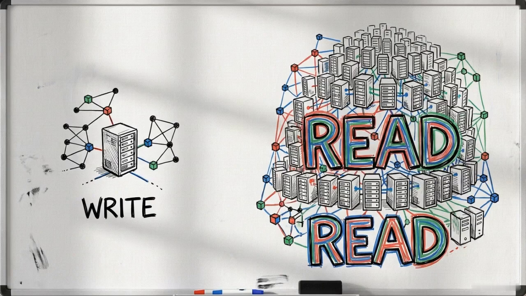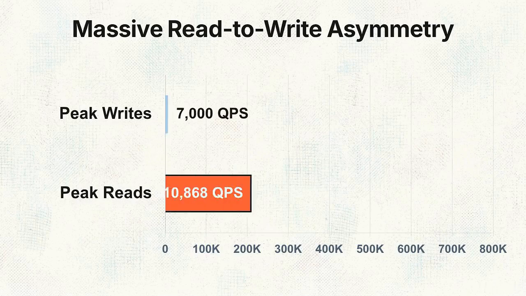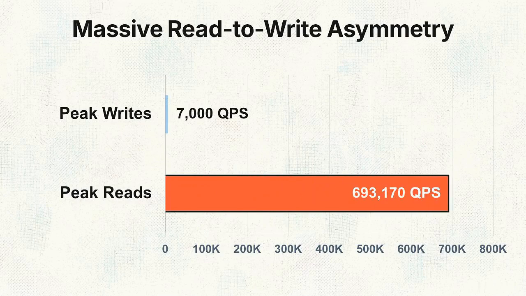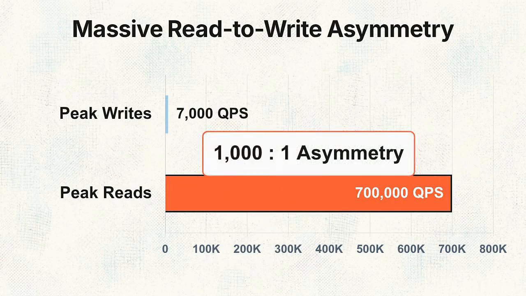But the write path is only a fraction of the problem. This chart compares peak writes against the read path. Users scrolling feeds generate 350,000 read queries every second. That creates a strict 1,000 to 1 read-to-write asymmetry. For every piece of data written, it's read 1,000 times.